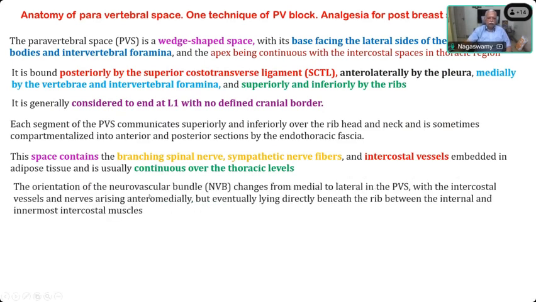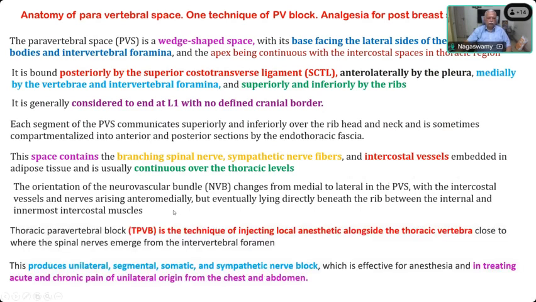The orientation of the neurovascular bundle changes from medial to lateral in the paravertebral space, with the intercostal vessels and nerves arising anteromedially, but eventually lying directly beneath the rib between the internal and innermost intercostal muscles. So the spinal nerves, which continue as intercostal nerves, will go beneath the ribs after they exit from the paravertebral space. The thoracic paravertebral block is the technique of injecting local anesthetic alongside the thoracic vertebra close to where the spinal nerve emerges from the intervertebral foramen.